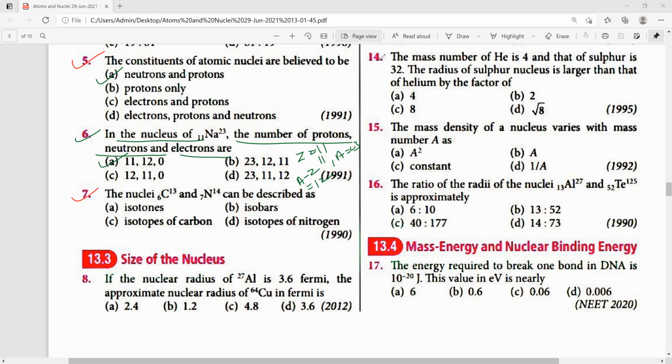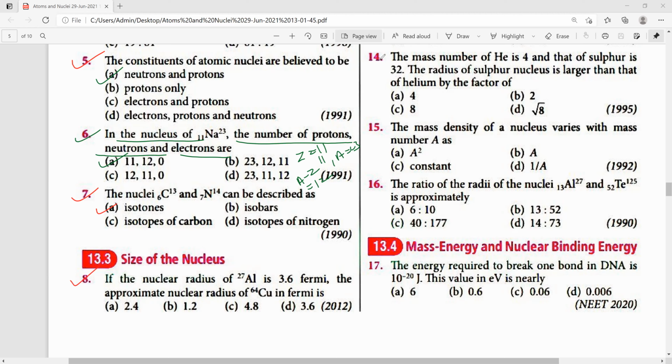Seventh one: the nuclei carbon 13 and nitrogen 14 can be described as isotones, isobars, isotopes of carbon, or isotopes of nitrogen. Here carbon and nitrogen have the same number of neutrons: for carbon, 13 minus 6 is equal to 7, and for nitrogen, 14 minus 7 is 7. So they are isotones. Therefore, for the 7th one, the first option is the right answer.